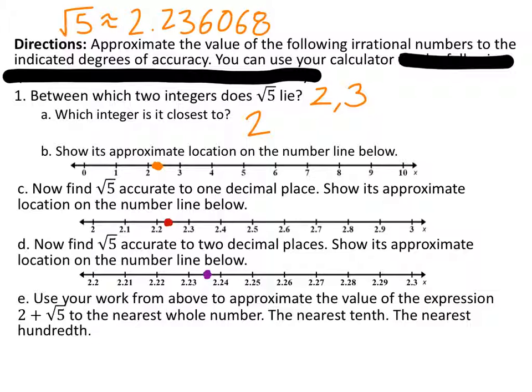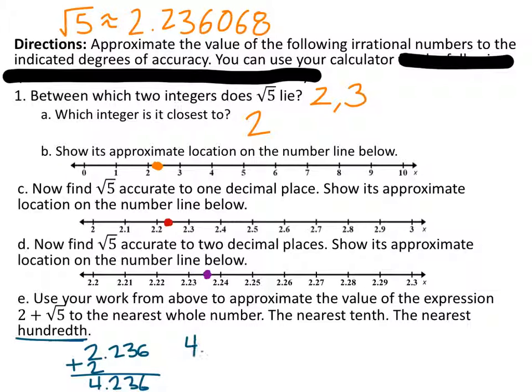Use your work from above to approximate the value of the expression 2 plus the square root of 5 to the nearest whole number, the nearest tenth, and the nearest hundredth. Actually, for this one, I'm going to start with the nearest hundredth. So that would be 2.236. And yes, I did go to the thousandths because we're going to be doing some rounding. And I'm going to add the 2 to that. That would be 4.236.